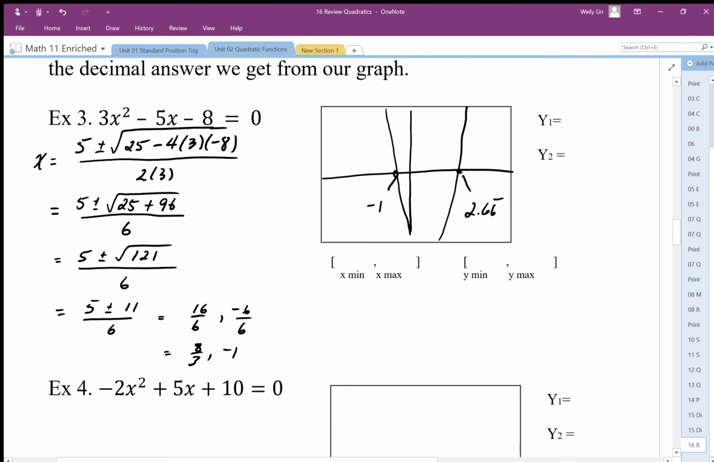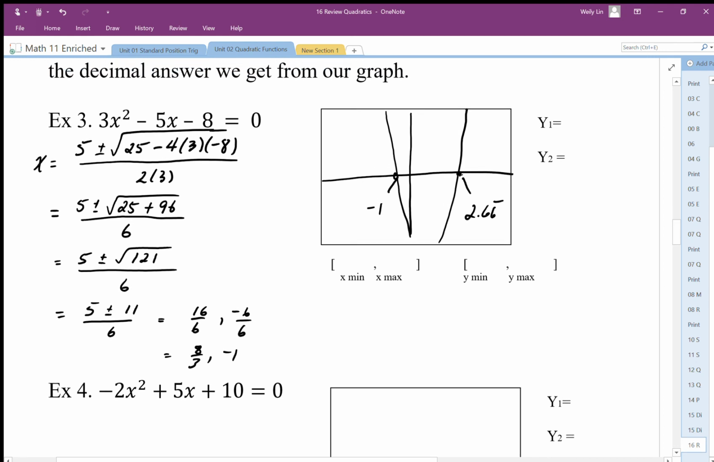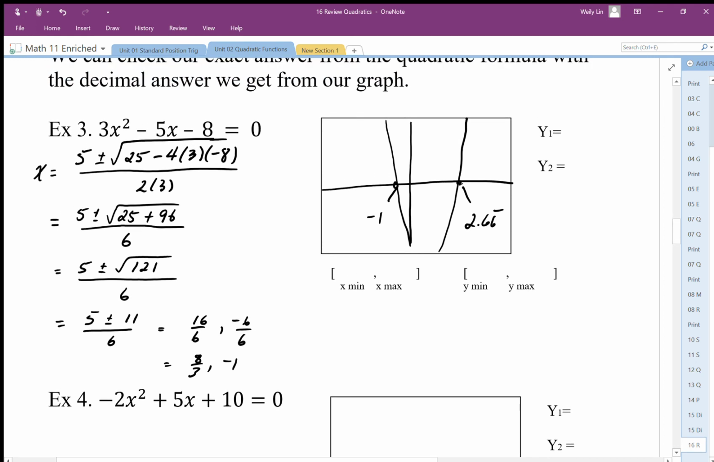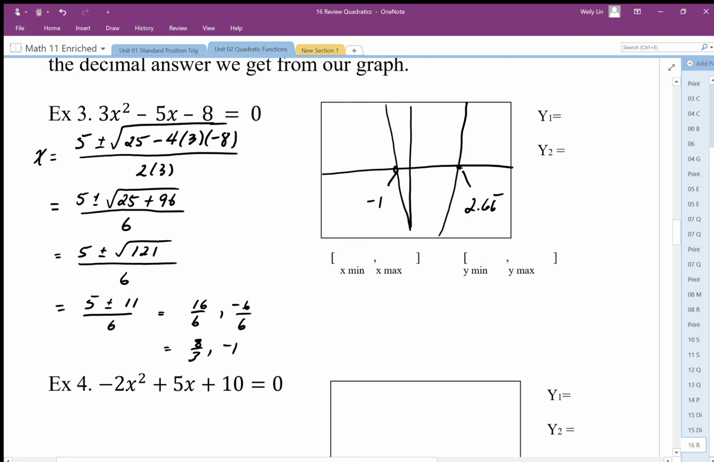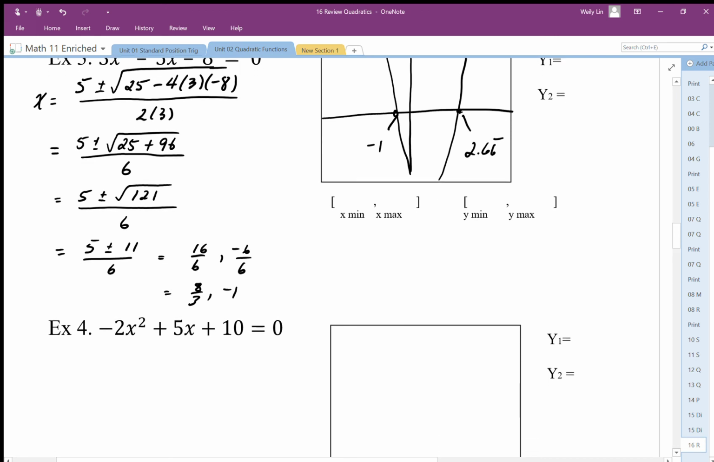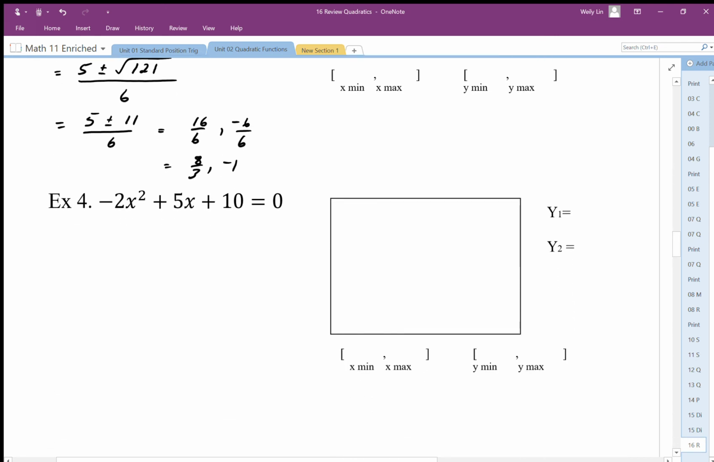Okay, so our graph does confirm our solutions here, and we can solve our quadratics by graphing. The difference is we have to rely on decimal values whenever we graph these, because they don't give us exact values. So same thing here, we're going to solve for x by using the quadratic formula.